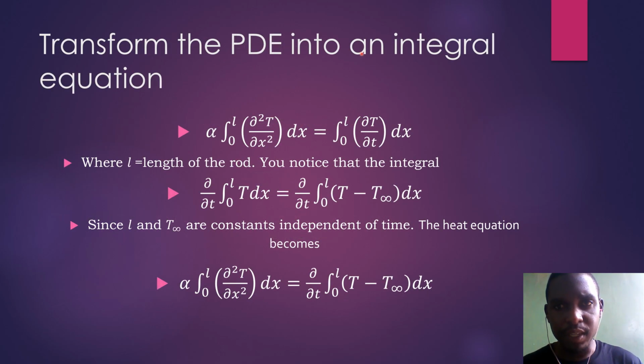Now the next step is transforming the PDE into an integral equation. You notice that the heat equation is now being integrated with respect to x from 0 to L, where L is the length of the rod. You notice that the integral on the right, the integral of dT/dt dx from 0 to L, can be given by d/dt of the integral of T minus T infinity dx from 0 to L. This can be verified since L and T infinity are constants independent of time. Now the heat equation is given by the integral of the second derivative of temperature with respect to x from 0 to L dx, and thermal diffusivity, is equal to d/dt of the integral from 0 to L of T minus T infinity dx.